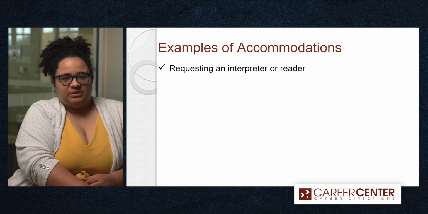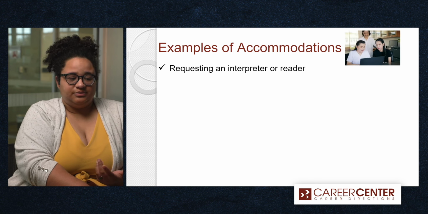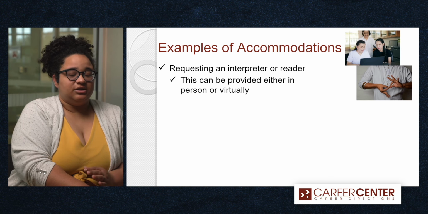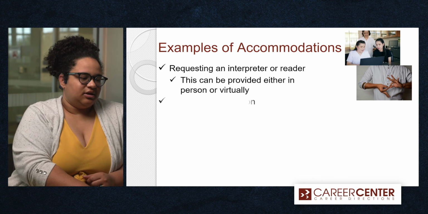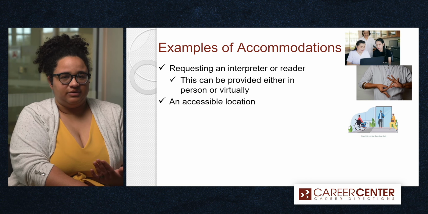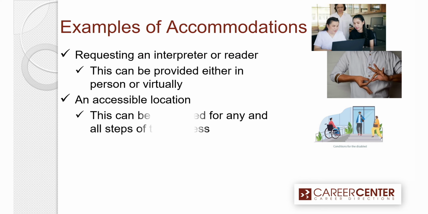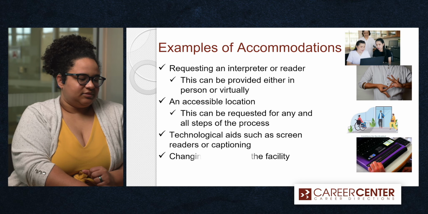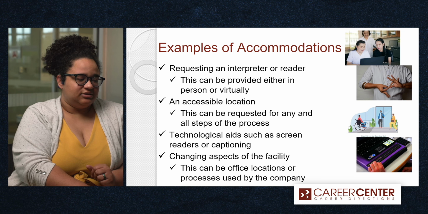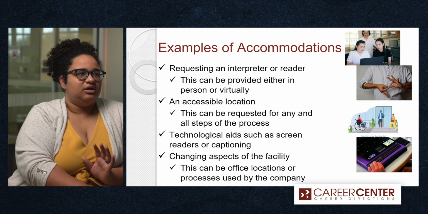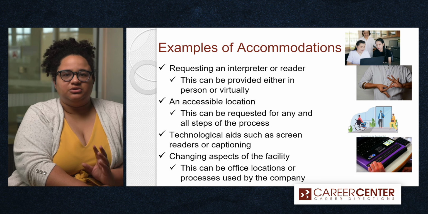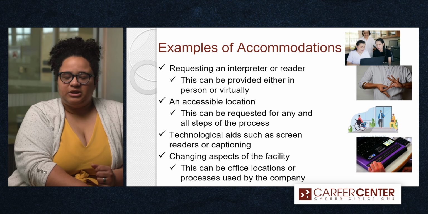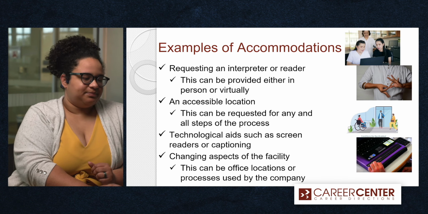So, some examples of accommodations: requesting an interpreter or a reader. This can be provided either in person or virtually. An accessible location, having a ramp, an elevator, etc. This can be requested for any and all steps of the process. You can also request technological aids, such as screen readers or captioning. You can also change aspects of the facility, so you can change office locations in case the original location was just too noisy or too distracting, or the various processes that the company uses in this job.